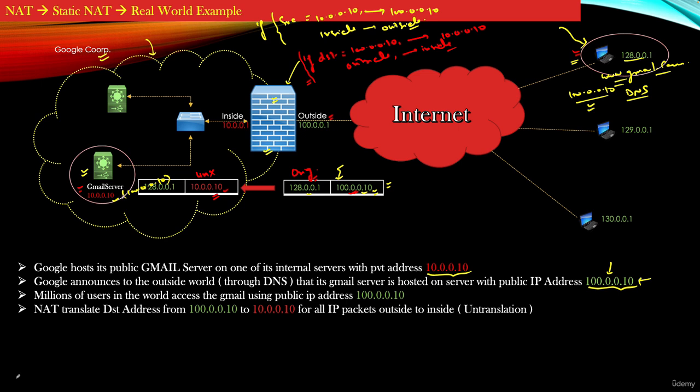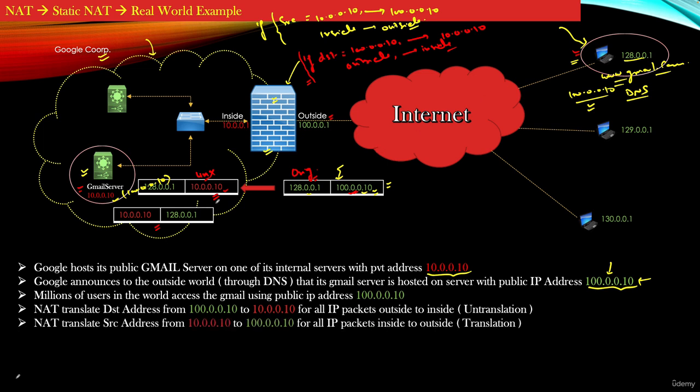Now, the Gmail server will generate some reply. What would the reply packet look like? Obviously, swap the source and destination IP address of this untranslated packet. That would be the reply packet generated by the Gmail server. Now, this reply packet has to reach the original user.